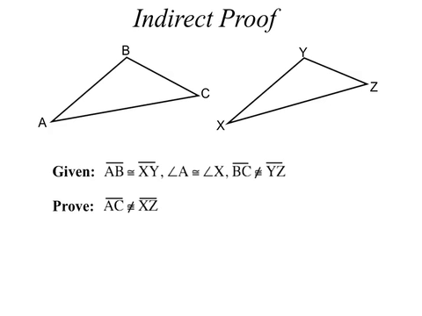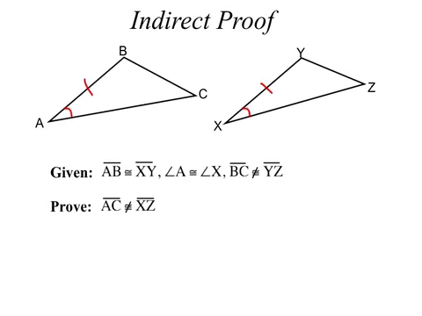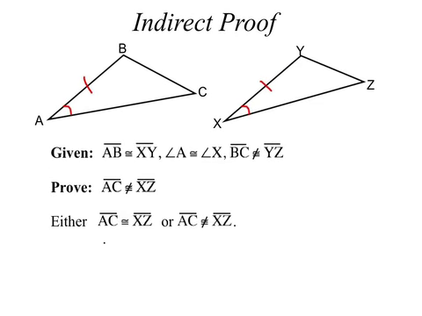We have two triangles, and we're given a pair of congruent sides and a pair of congruent angles. But we're given that another pair of sides are not congruent. And our job is to prove that the third pair of sides is not congruent. The first thing we'll do is mark the two pairs of parts that are given as congruent, angle A and angle X, side AB and side XY. And then we note that either side AC is congruent to side XZ or it is not. So what we're going to assume is that it is.